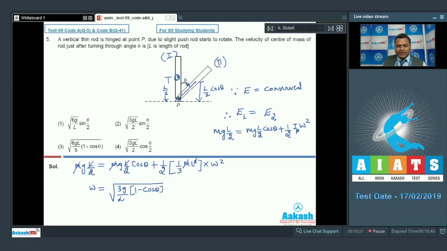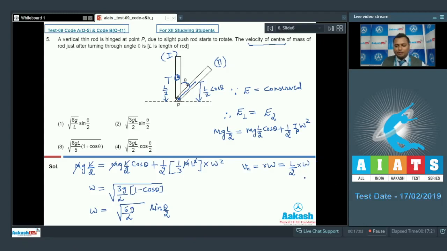Now after using the trigonometrical identity, that is cos theta equals 1 minus 2 sin square theta by 2, we get omega equals under root 6g upon capital L out of the root sin theta by 2. We have to calculate the velocity of center of mass. So velocity of center of mass is equal to r into omega. Here the radius r will be given by L by 2 into omega.